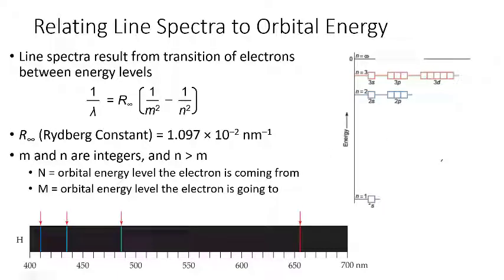So these are talking about electrons that are located in these energy levels. And so these M and N terms are talking about our principal quantum number, so our energy level, whether it's 1, 2, 3, 4, 5, et cetera. Transferring between these energy levels gives us our N and M terms.